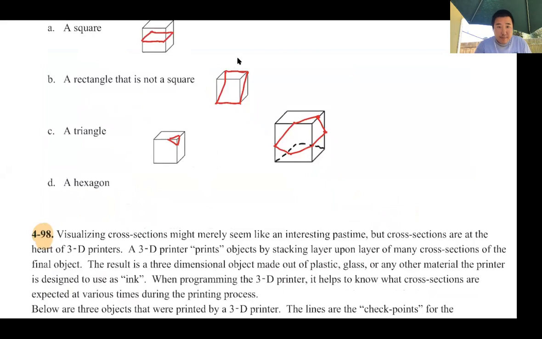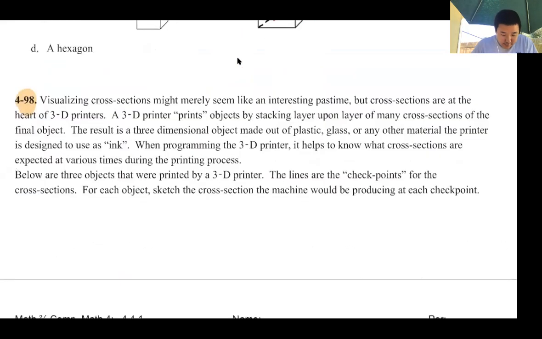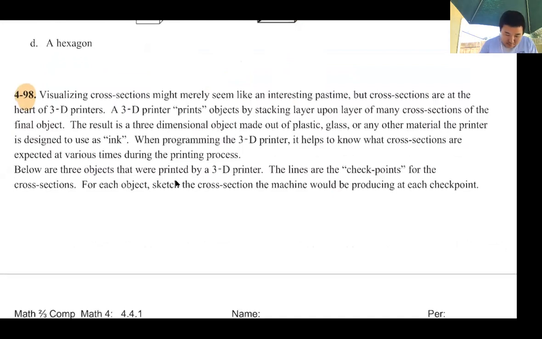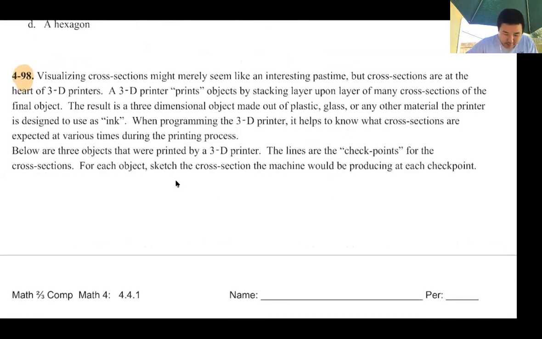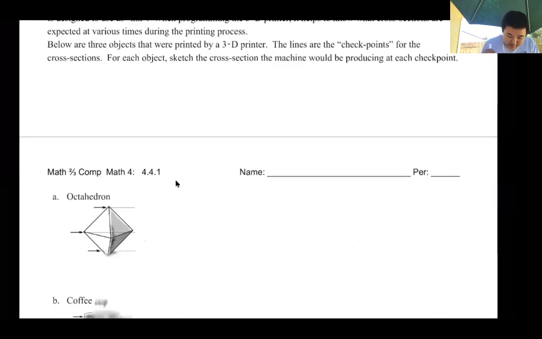4-98. Visualizing cross sections might merely seem like an interesting pastime, but cross sections are the art of 3D printers. 3D printers print objects by taking layers upon layers of cross sections. Below are three objects with 3D printer lines as checkpoints for the cross section. For each object, sketch the cross section.